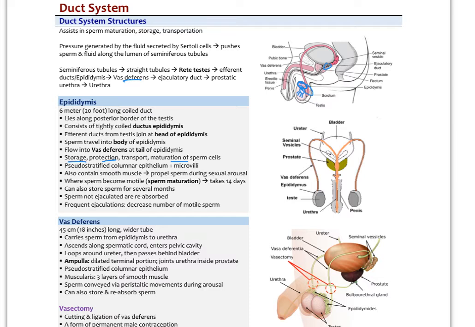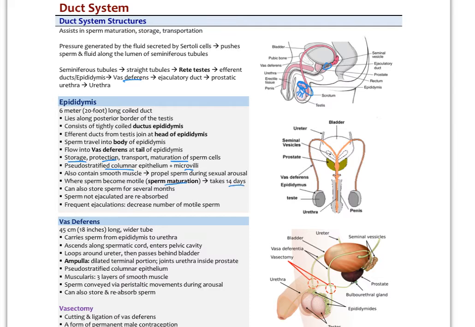The mucosa of the epididymis consists of pseudostratified columnar epithelium with microvilli. The microvilli actually help propel the sperm through the epididymis. There's also smooth muscle in the epididymis, and this will be part of the process whereby sperm is pushed through the epididymis and the vas deferens into the urethra. That's the first part of ejaculation, called emission. So the emission of sperm through the epididymis is assisted by the smooth muscle, and that's going to be activated during sexual arousal. Again, this is where sperm are maturing, becoming motile.